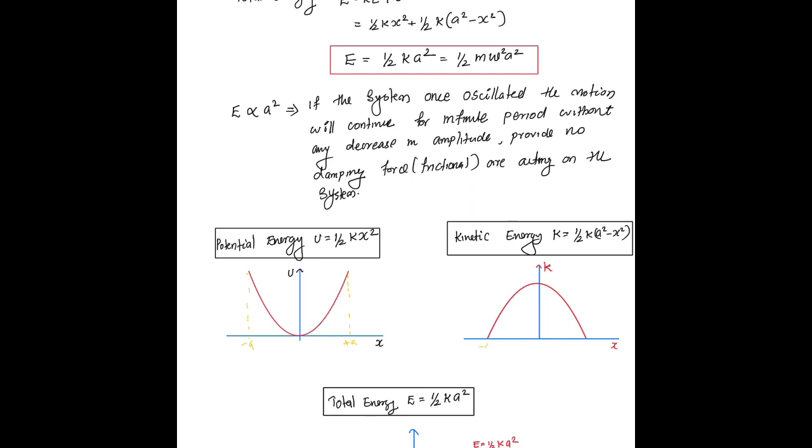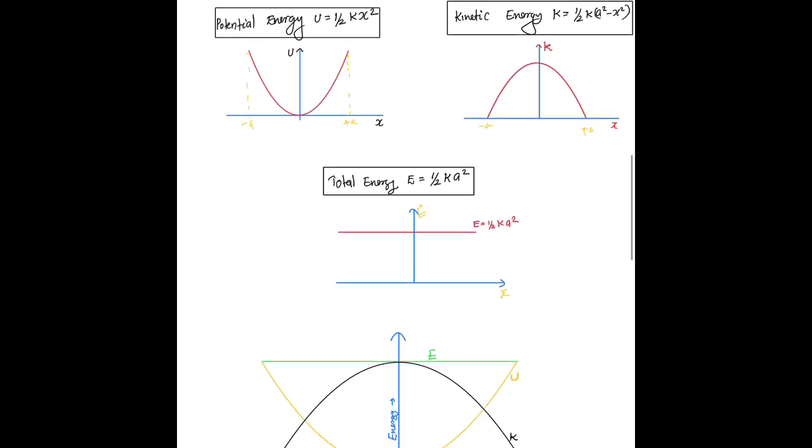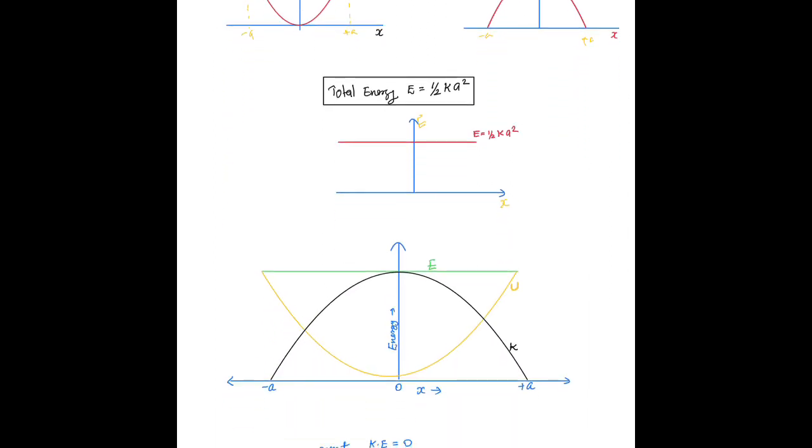This is minus a and plus a correspondingly, with kinetic energy along the y-axis and displacement along the x-axis. We get an inverted parabola for kinetic energy. The total energy curve is a constant, because half k a square is constant, so it's a constant line parallel to the x-axis. Here the y-axis is total energy E and the x-axis is displacement. If all these curves are put in a single graph, it will come in this form.